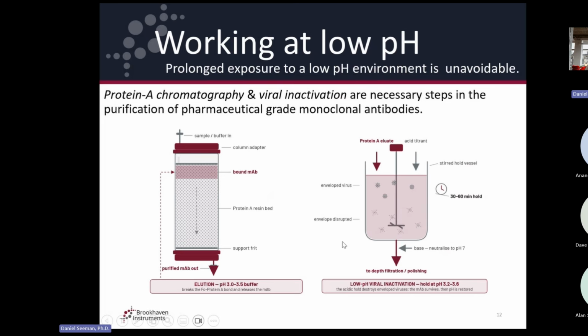So not only do you have to acidify monoclonal antibodies as part of the production process, you have to hold them at a low pH for a substantial amount of time.